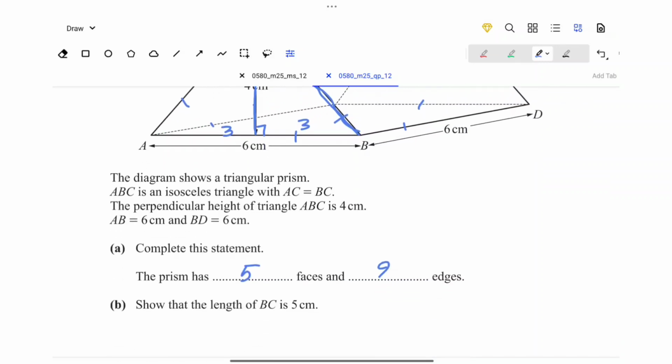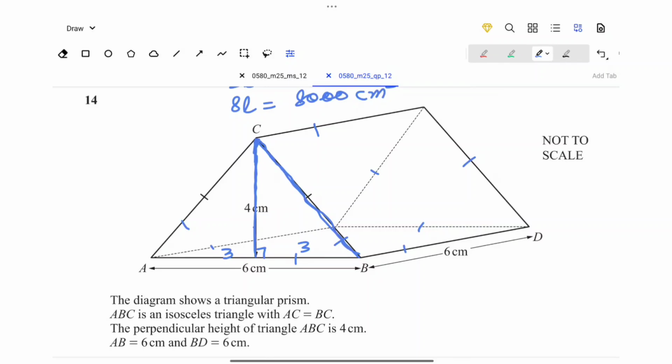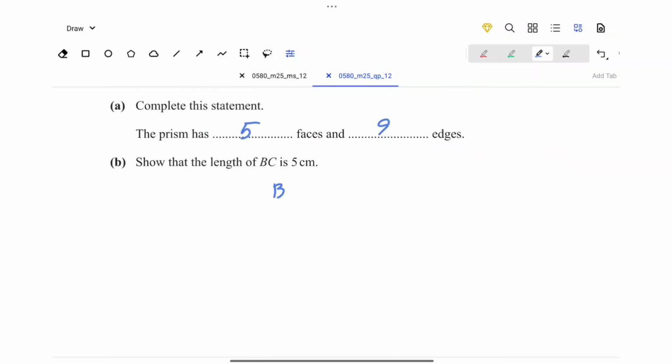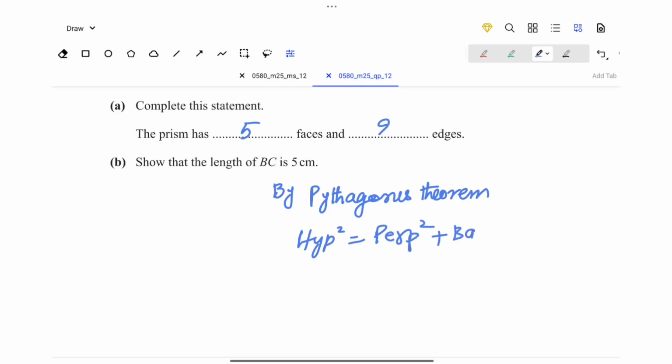Base is divided into 2 equal parts, meaning the base is bisected. So by Pythagoras theorem, you see that this is 3 and this is 4, perpendicular and base, so we have to find the hypotenuse, which is BC. BC is hypotenuse, right? So we can write hypotenuse square is equal to perpendicular square plus base square. So hypotenuse is BC square, perpendicular is 4, base is 3.